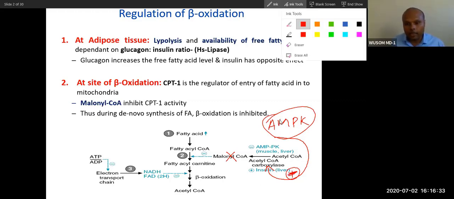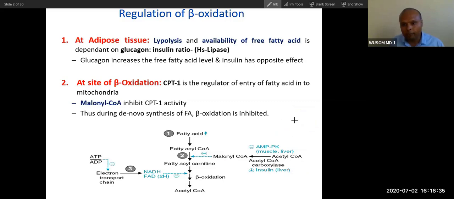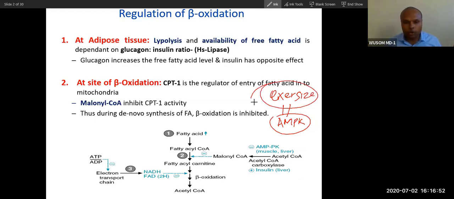Remember this AMP kinase. AMP kinase is associated with exercise. Exercise functions through this AMP kinase. It is a very good friend of exercise. I cannot go into very much detail about everything, but just remember, exercise means AMP kinase. That will help you later.